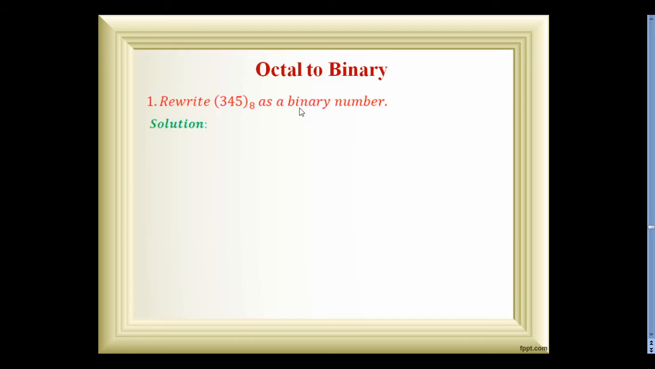Now, how to convert octal to binary? So, the octal number is 3, 4, 5. Octal means it is base 8. And we should convert it into a binary number with base 2. So, given 3, 4, 5 base 8, we group the digits in blocks of 3 digits. Because when we converted binary digits into octal, we grouped 3 bits in a group. In the same way we are going to do it, from right to left.